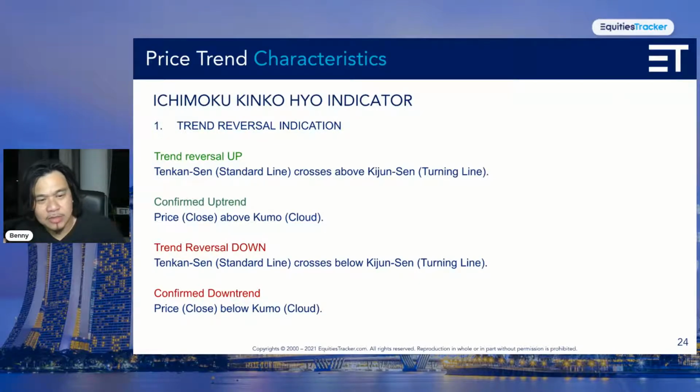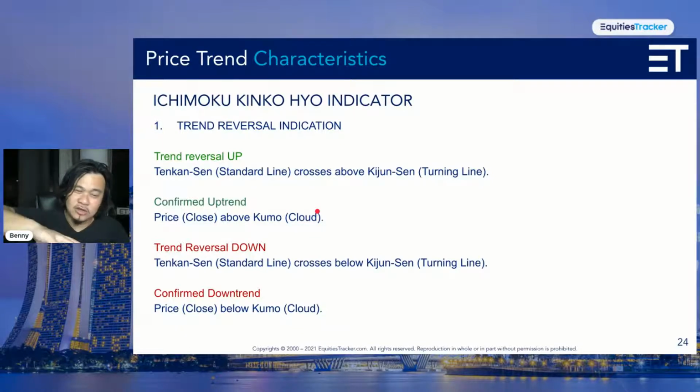But now notice this. It doesn't matter whether it crosses up or down on the standard or turning line. You will only get a confirmation of the trend, or in this case a confirmation of an uptrend, when the price closes above the cloud. Of course, in order for it to go above the cloud, first of all the standard line has to cross above the turning line. If not, that will not happen.